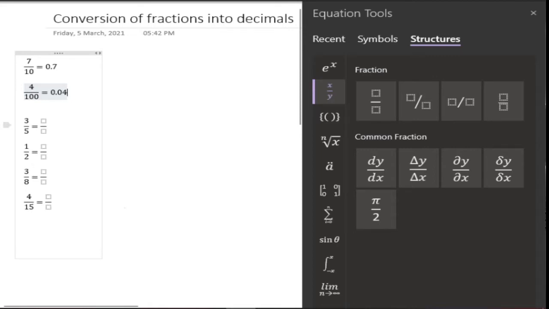Now the fractions whose denominators are not of the form 10 raised to power n, meaning they are neither 10 nor 100 nor 1000 and so on, then we have two ways out to convert them into decimals. The first way out is to just divide the numerator by the denominator. This works for all of the fractions. And one more simpler way out is just to convert the fraction into an equivalent fraction whose denominator is of the form 10 raised to power n. But all fractions cannot be converted into such forms.